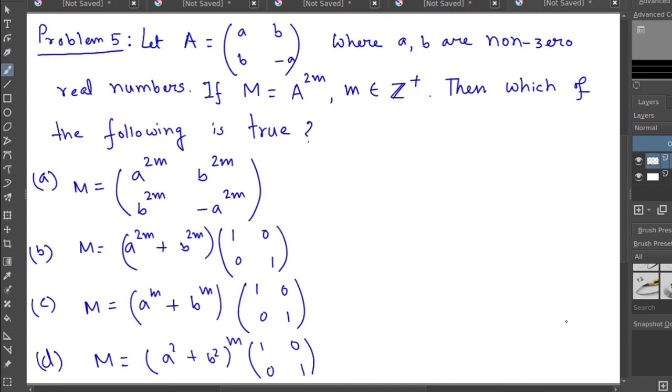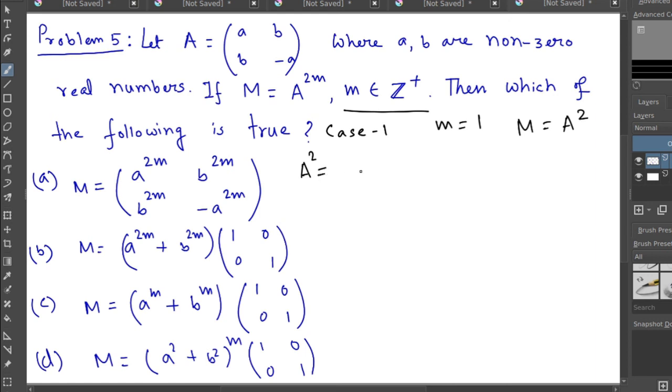Okay. Now let's jump into the last problem, which is: A equals a 2 cross 2 non-zero matrix where a, b are non-zero real numbers, and A^m equals a^(2m) I is given. Then which of the following is true? Now let's take m from the positive integer set. For the time being, for case 1, we are taking m equals 1. That is, we need to calculate A square. Let's calculate A square first.